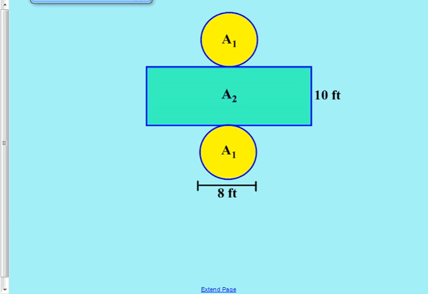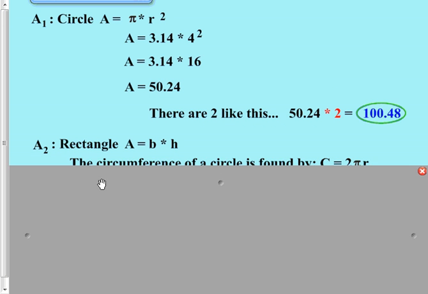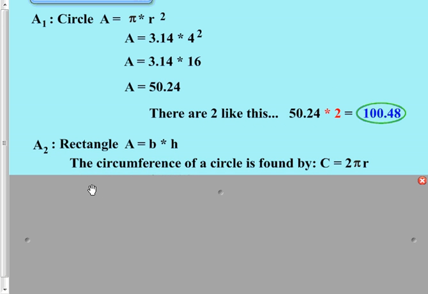Area 2 obviously is the rectangle. Now, clearly on the rectangle, which is going to be base times height, we have one of the side measurements. It's the 10 feet that was between the two circular bases. But then we need to know what the width of this rectangle is. Now, as we've already said, the width of the rectangle is exactly long enough to reach around the circle one time. That is circumference. So circumference of a circle is found by 2 times pi times the radius.